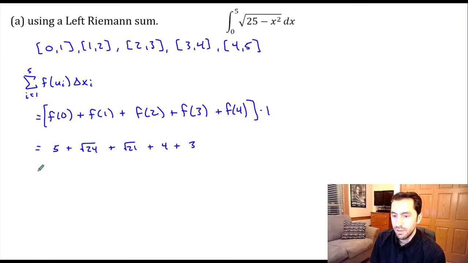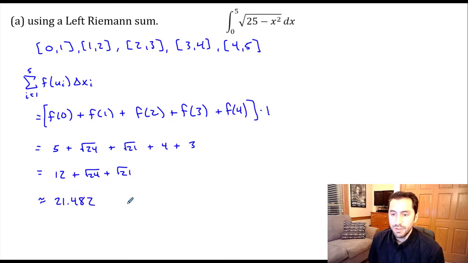We can do a little bit of simplifying. 4 and 3 and 5, that's going to be 12, plus the square root of 24, plus the square root of 21. And why don't we get a decimal approximation for this? Our decimal approximation is 21.482. So that is an approximation for the area underneath this semicircle from 0 to 5. So that was the left Riemann sum.